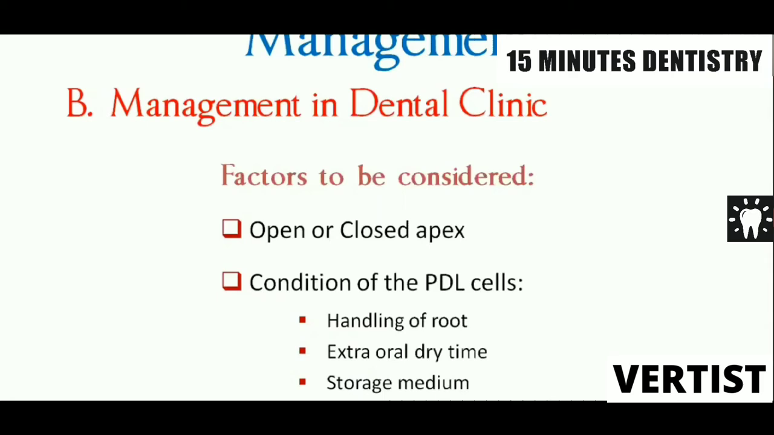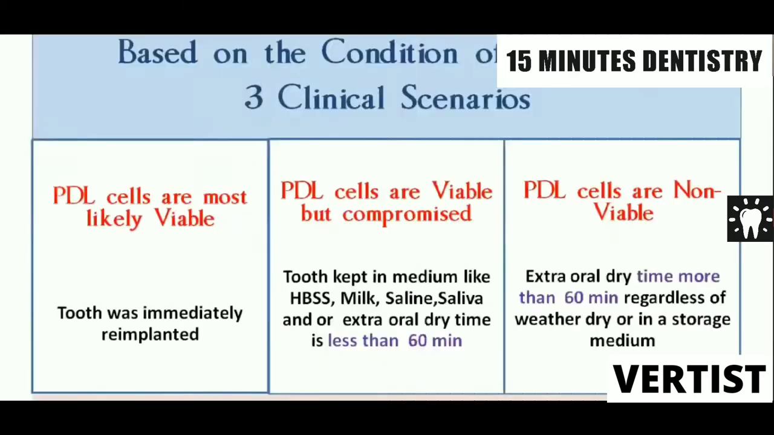So based on the condition of the periodontal ligament cells, we might have three clinical scenarios. The first one is that the PDL cells are mostly viable, which can happen when the tooth was immediately replanted after avulsion and was also handled carefully, so that the root was not contaminated and was not touched. In those cases, the periodontal ligament cells would be viable, because the extraoral dry time of this tooth has been minimal.